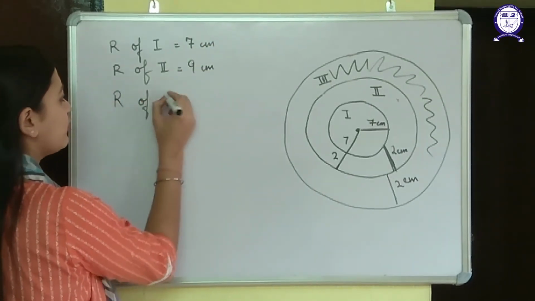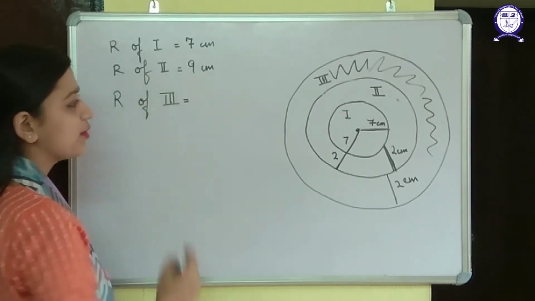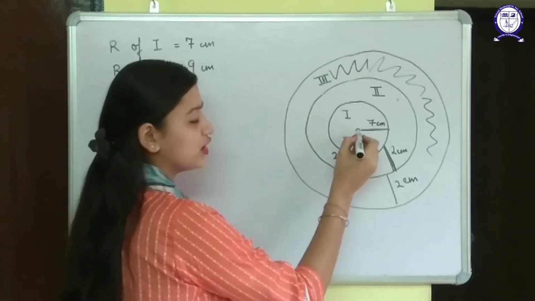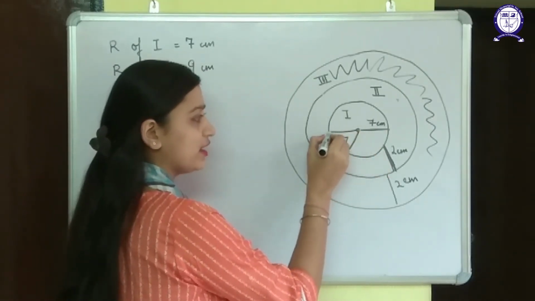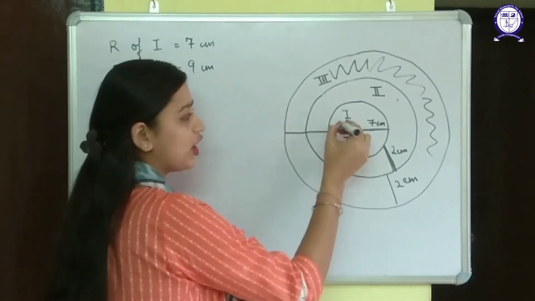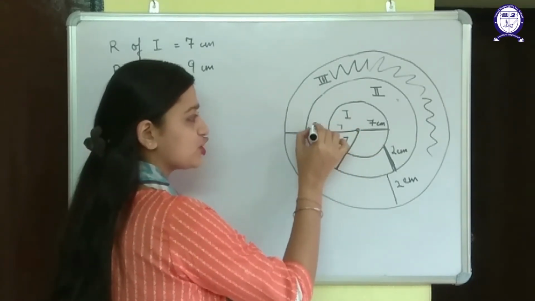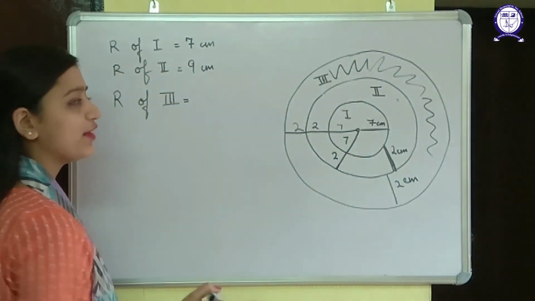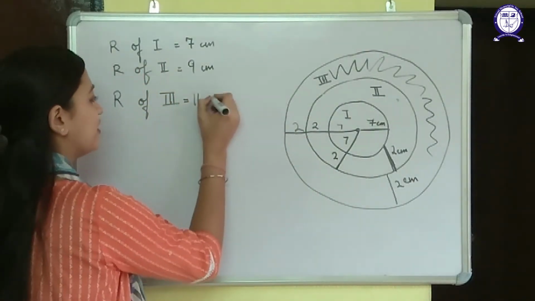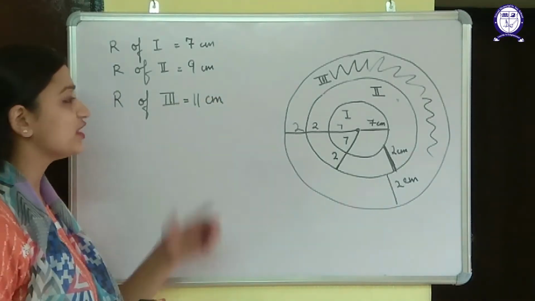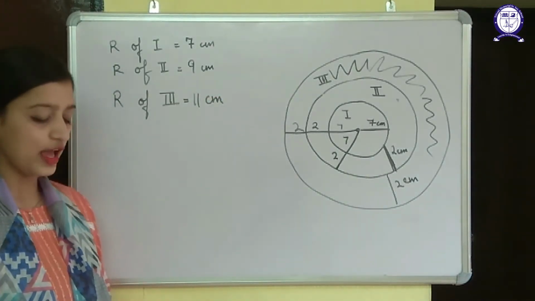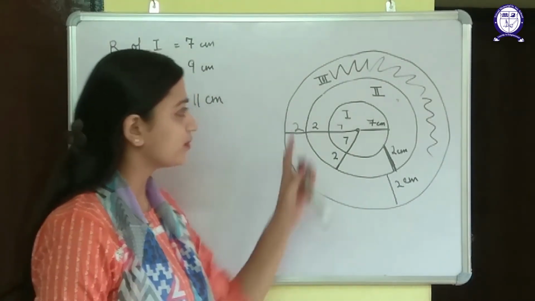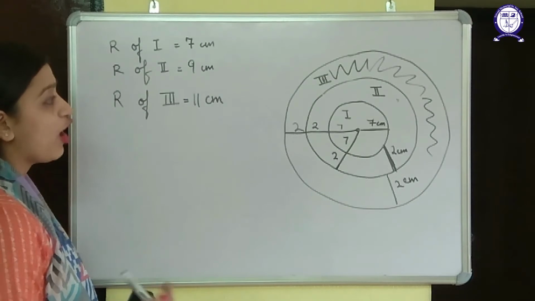Similarly, the radius of the third circle, suppose from here I am taking the radius of the third circle. The radius will be like this. Okay. Now this portion is 7, this is 2 and this is again 2. So the radius will be 7 plus 2 plus 2, that is 11 centimeters. So first of all, this is the way of finding the radius. Now how to find the area of this portion? Okay. Now how will we do it?